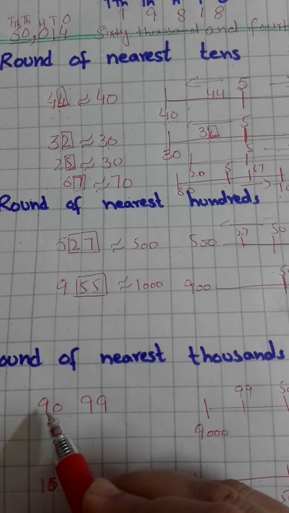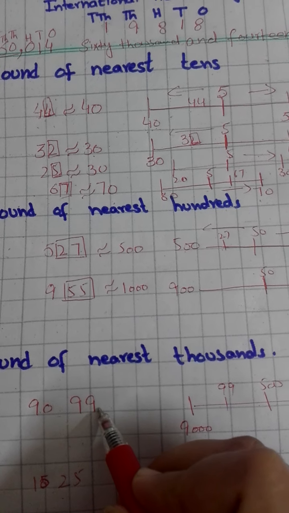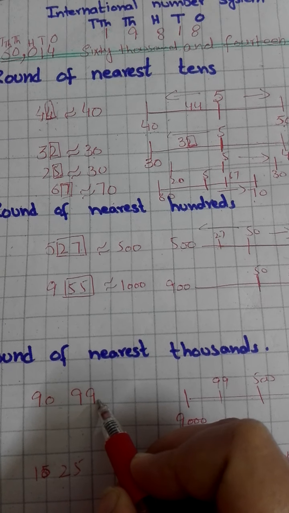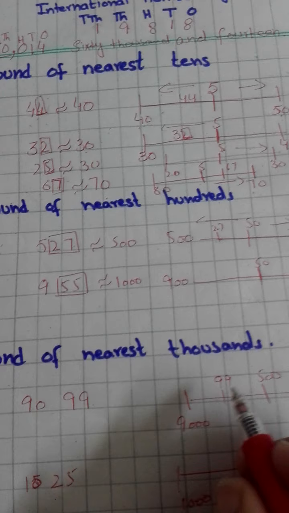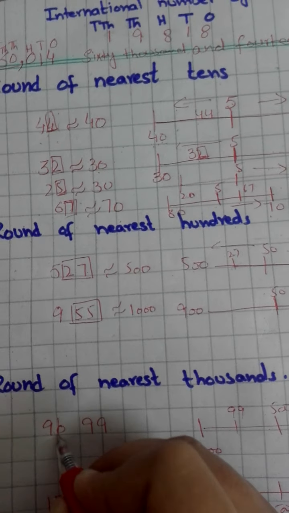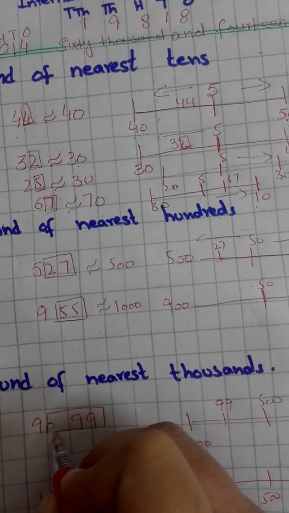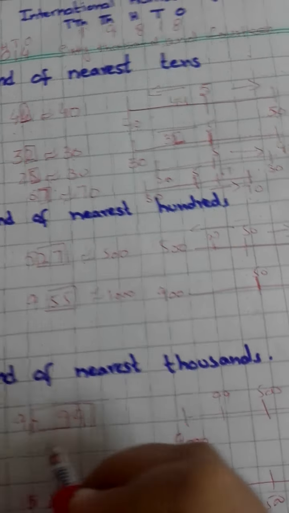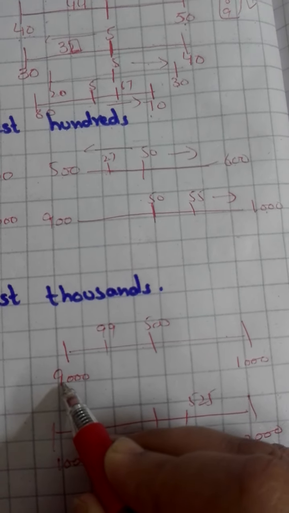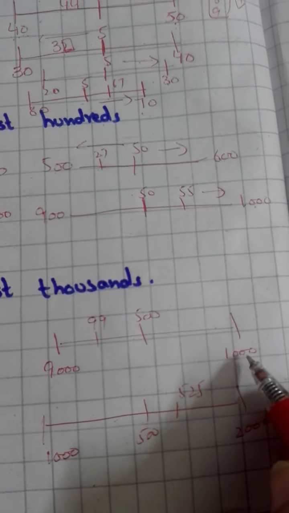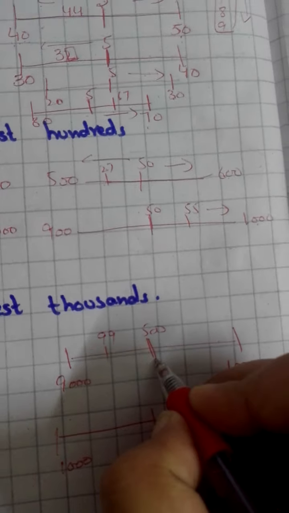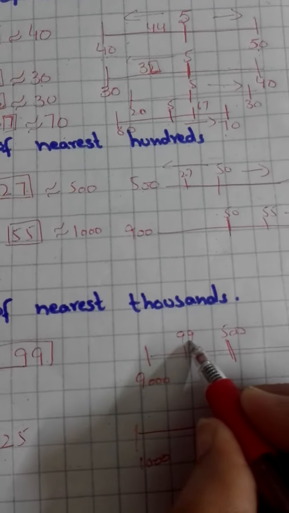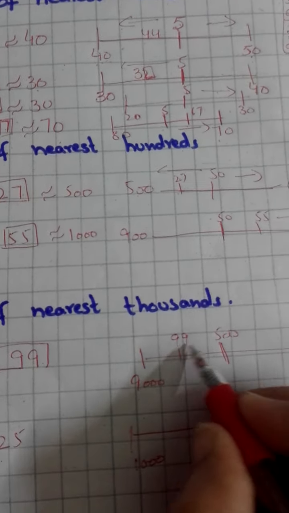Now we check 9,099. Now we check the value on the hundreds place. First of all, we check the thousands. 9,099 is between 9,000 and 10,000. Now we check the hundreds, 500, but there is no hundred. So the answer is 9,000.